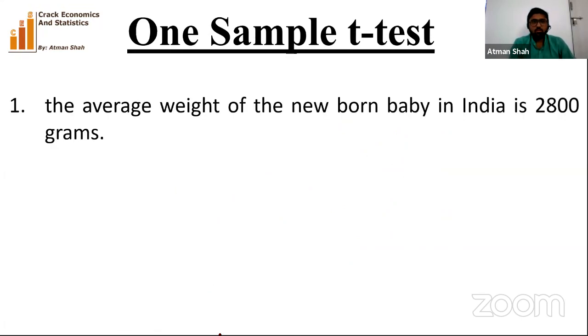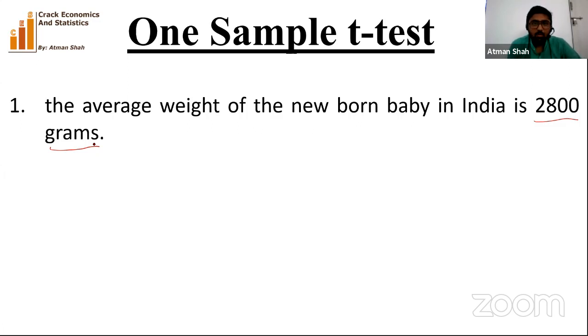Let's take some examples. Suppose the average weight of a newborn baby in India is 2,800 grams. Here this 2,800 grams is a population mean. Now to check this statement, we need to collect the data from the population randomly, and then compare the sample weight of the collected data with this population mean. Now how do we frame the null hypothesis in this case? Our null hypothesis is the average weight of a newborn baby in India is not significantly different from 2,800 grams.